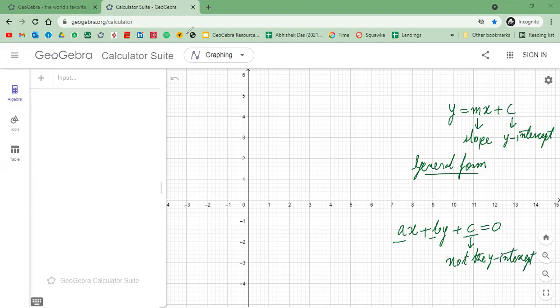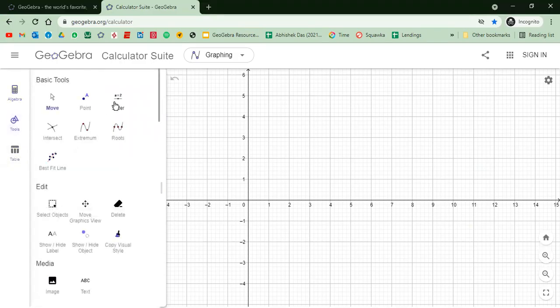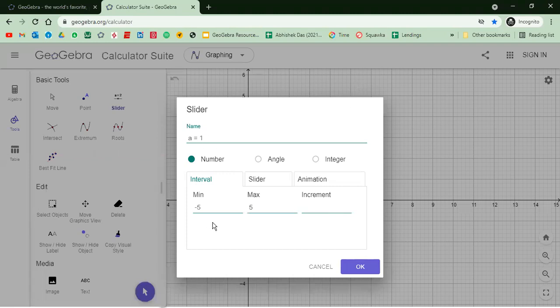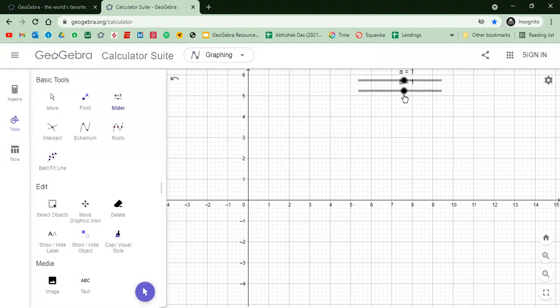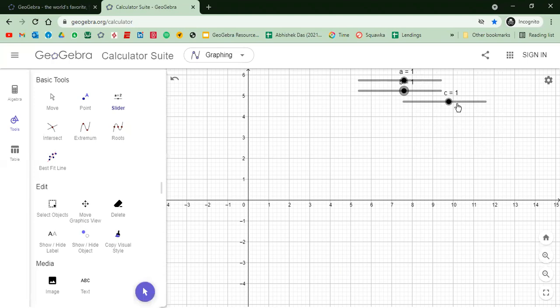So let's clear this up, and let me bring on 3 sliders. We'll go to the slider. It's already named a. Let's give it minus 10 to a maximum of 10, and we'll give it an increment of 1. We'll give another slider, minus 10 to 10 again, with an increment of 1. This slider is named b. As you can see, it works. And finally, a slider c, minus 10 to plus 10, again with an increment of 1. Let me arrange these 3 sliders over here.